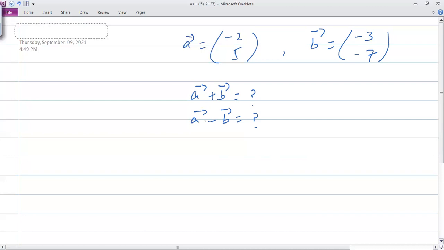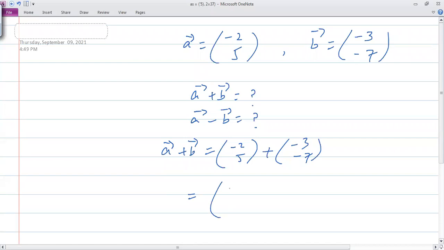Yes. So now what will be A plus B? If you have to write A plus B, what will it be? A is (-2, 5) plus B. B is (-3, -7). So what will this become? -2 minus 3, then 5 minus 7. This will become -5. 5 minus 7 is -2. So A plus B is (-5, -2).